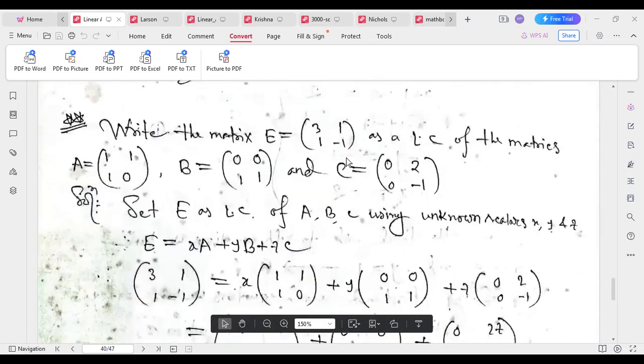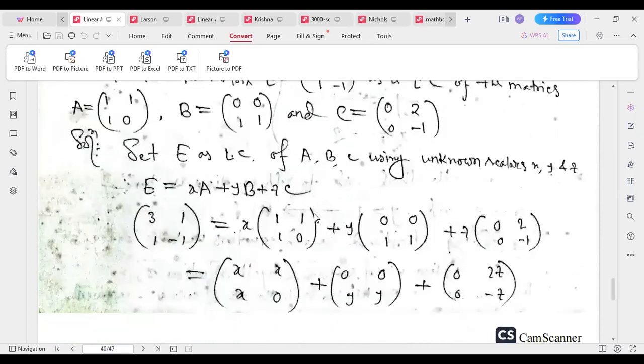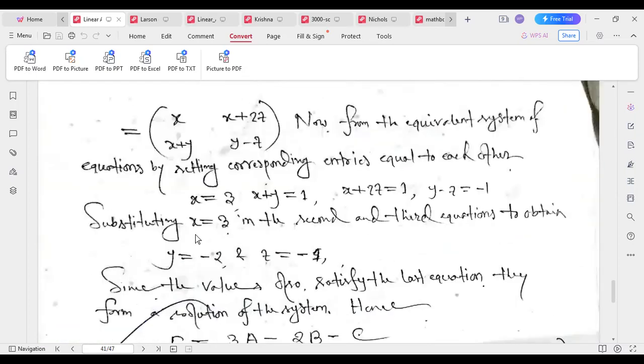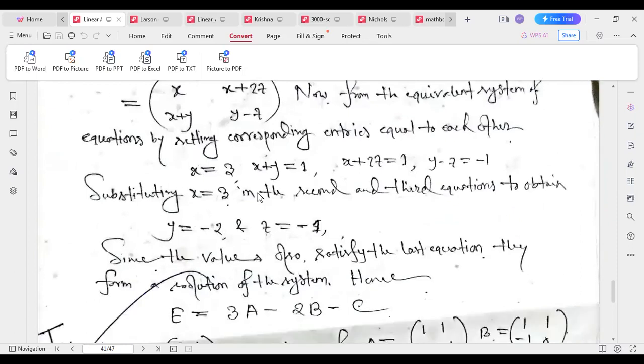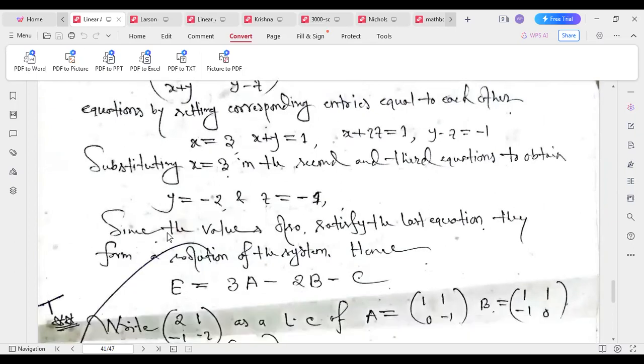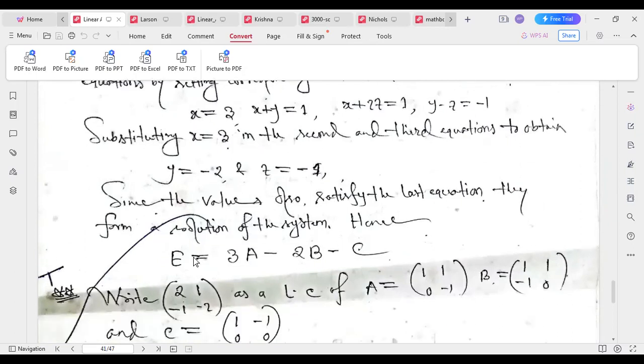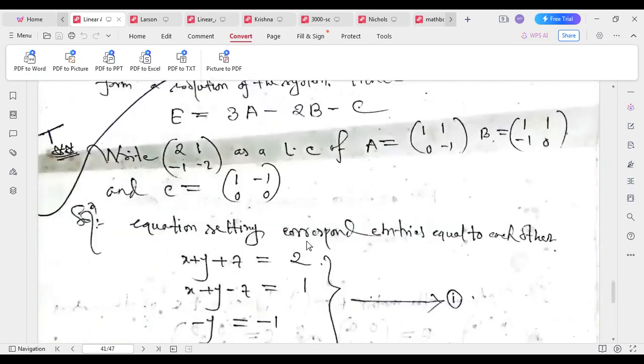Similarly, write the matrix E as a linear combination of these matrices. Very easy problem. Just solving, we observe that x equals 3, y equals minus 2, and z equals minus 1. Since these values also satisfy the last equation, they form the solution of the system. Hence E equals thrice A minus twice B minus C. That means it can be represented as a linear combination. Similarly, we can solve this also.